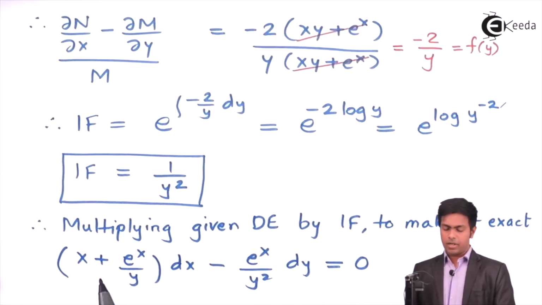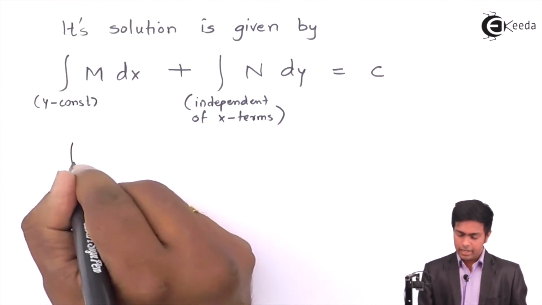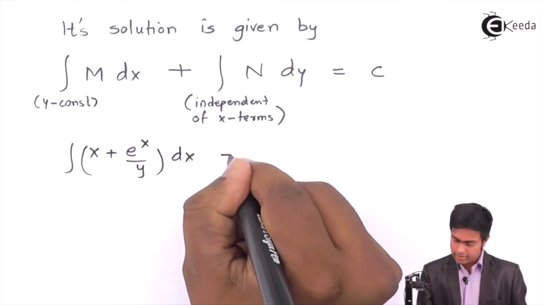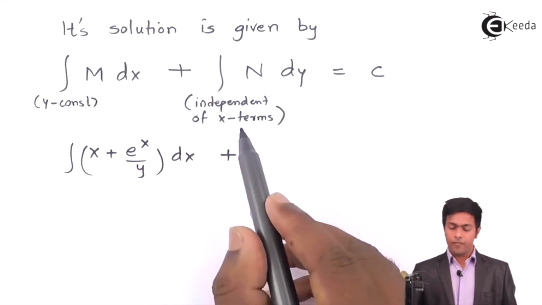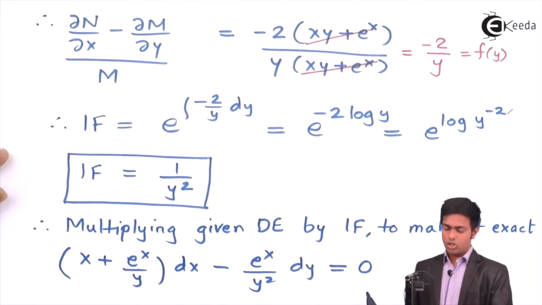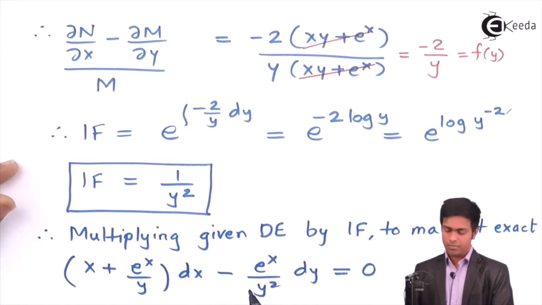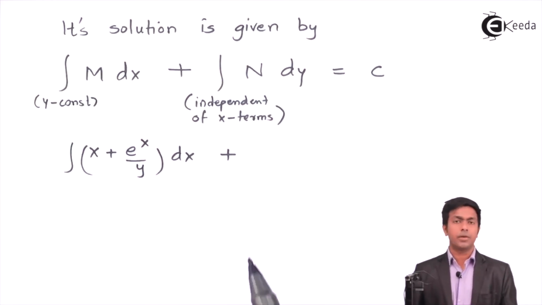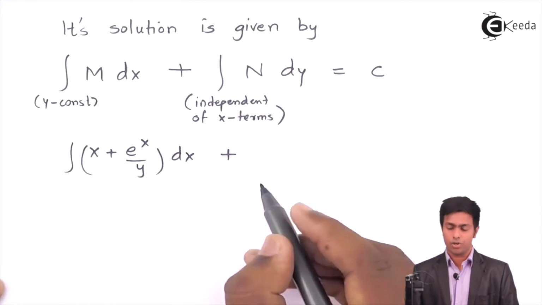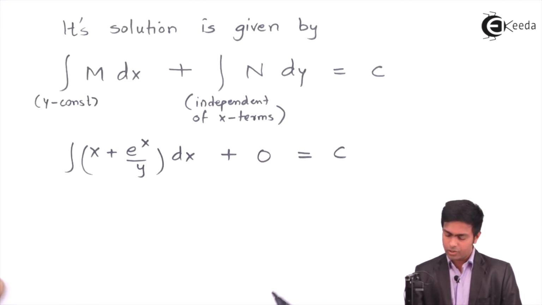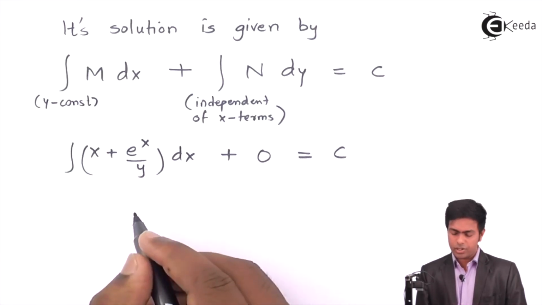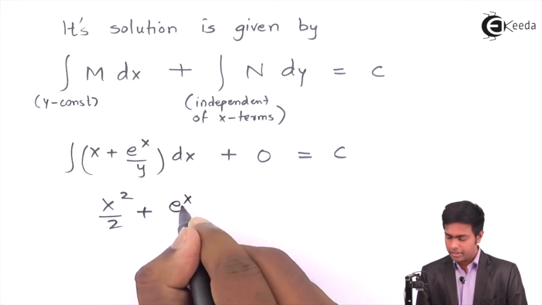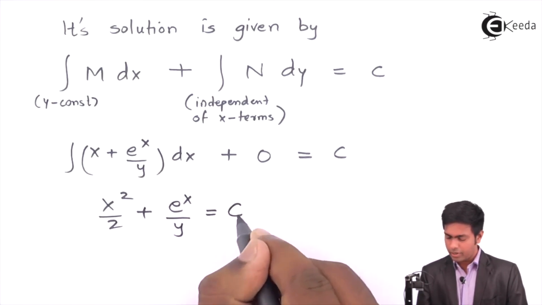So this is my new m. Here I'll say integration of (x plus e raised to x upon y) into dx, plus in n I'll find out the terms which are independent of x. For n I have only a single term which has x, so I do not have a term which is independent of x, hence this term is 0. So directly we get equal to c. Now integration of x with respect to x is x square upon 2, plus here we get e raised to x upon y, equal to c.